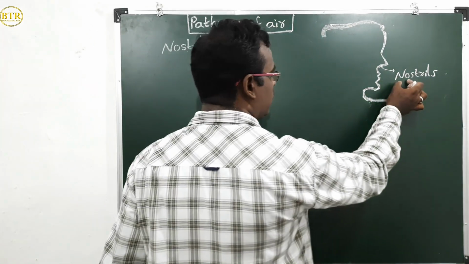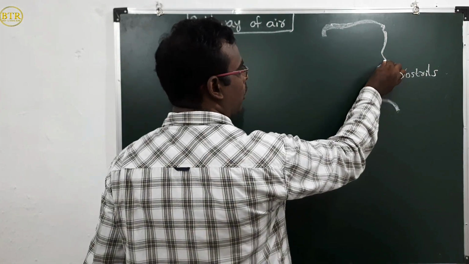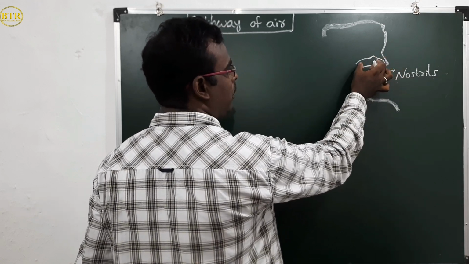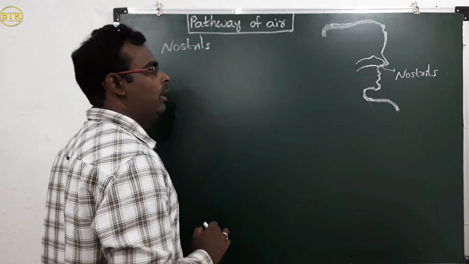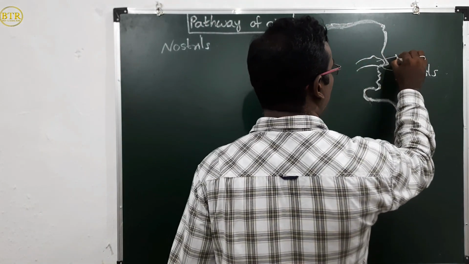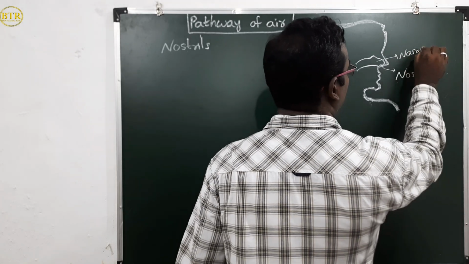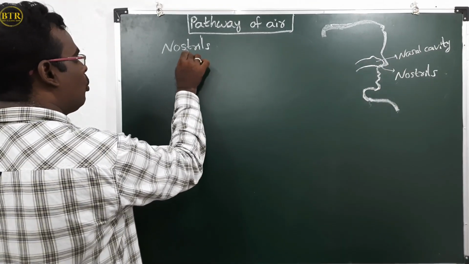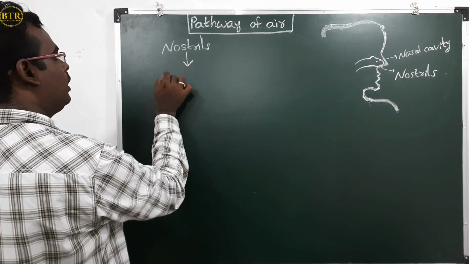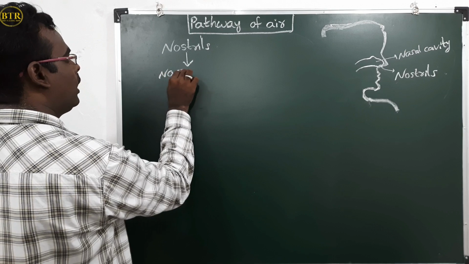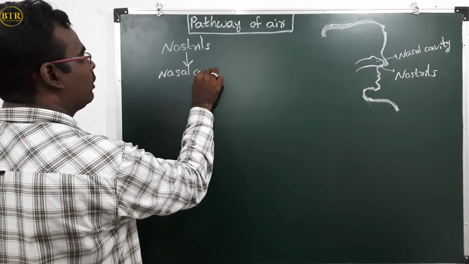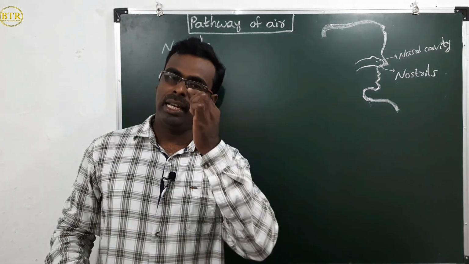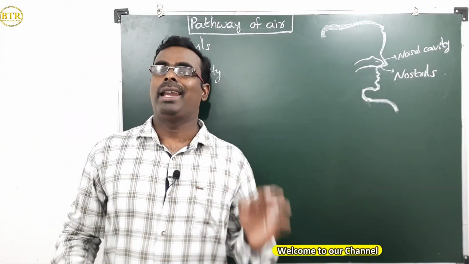Next, the nostrils open into an empty place inside the nose. This empty place is called the nasal cavity. The nostrils open into an empty place, and that empty place is called the nasal cavity. What is the nasal cavity? The empty place present inside the nose is called the nasal cavity.